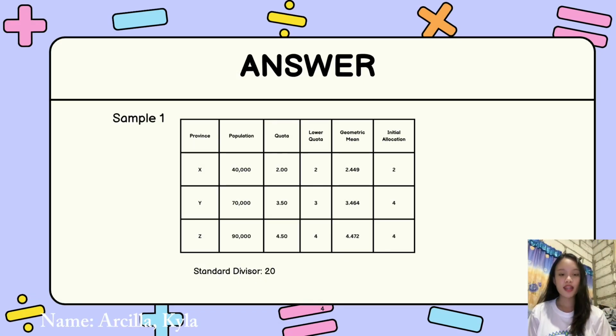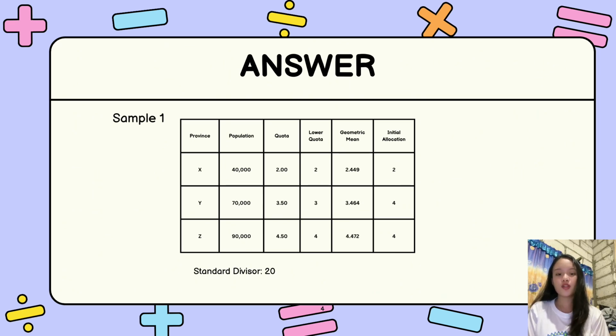For sample 1, apportioning 20 representatives among 3 provinces. Now there are 3 provinces and each province has its own population. Province X 40,000, Province Y 70,000, Province Z 200,000. Now their quota in each is for Province X is 2, Province Y 3.50, Province Z 4.50. Now their lower quota is just simply by cancelling the decimal digits. So 2, 3, 4.